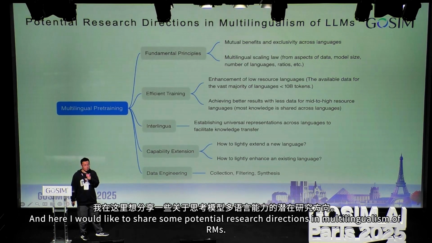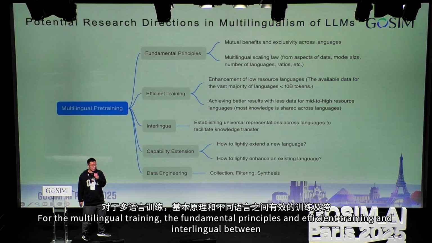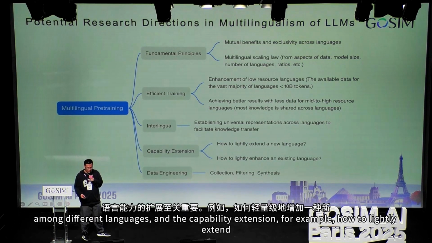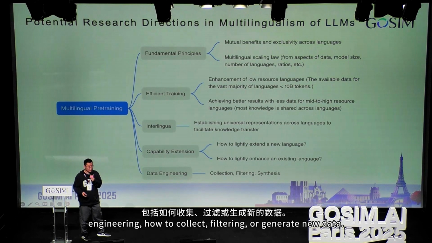research directions in multilingualism of LLMs. For multilingual pre-training: the fundamental principles, efficient training and interlingua among different languages, and capability extension, for example, how to lightly extend a new language or enhance an existing language. And most importantly, the data engineering: how to collect, filter, or generate new data.